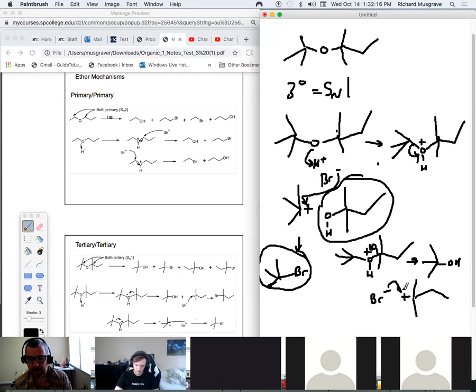And this will give our other set of products. So we're getting similar products on both the primary, primary, and the tertiary, tertiary. But there's a difference in the way those products are forming. Primary, primary goes by an SN2 process, and the tertiary, tertiary by an SN1 process. Does anybody have any questions so far?